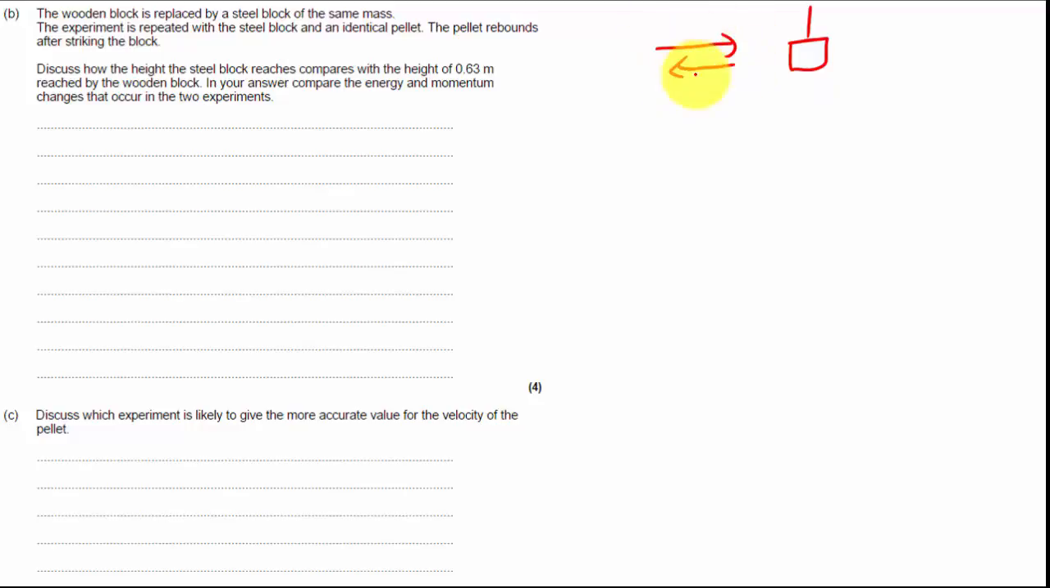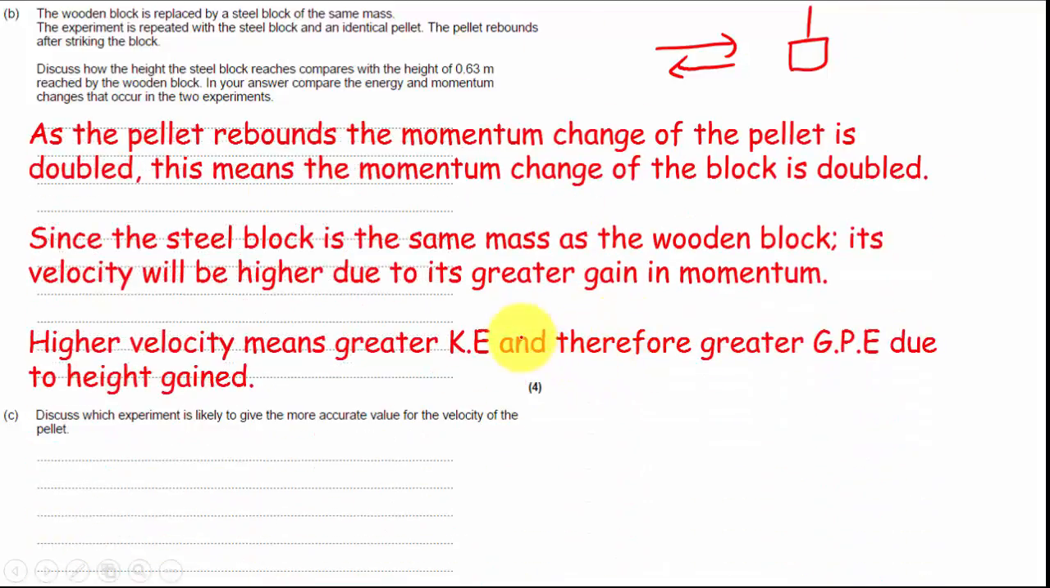So if the change in momentum of the pellet is higher, and the thing that caused that change in momentum is the block, the block will have a greater change in momentum. If the block has a greater change in momentum, then it's going to be moving faster. Right, so basically, as the pellet rebounds, the momentum change of the pellet is doubled. Right, well, it's nearly doubled. We're not entirely sure if it doubles, but because it's gone in with a certain velocity and it's left with a certain velocity, the change in velocity is definitely greater. Okay, so again, the momentum of the block is also doubled.